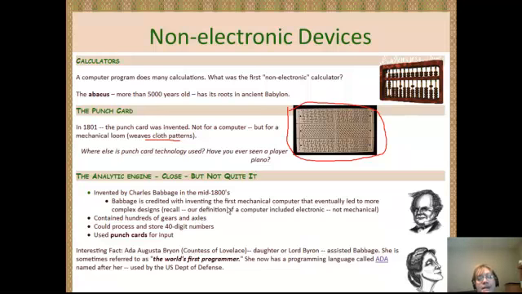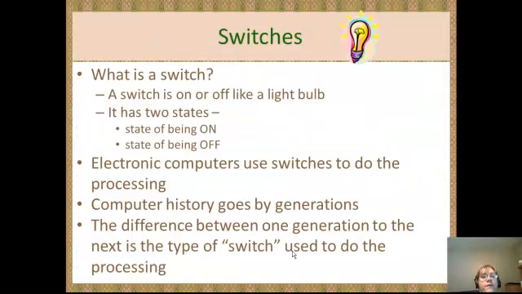Here's the problem. The first mechanical computer. It uses gears and axles. Oh, that sounds like a car. And it could process and store 40 digits. It had storage. It had processing. Like the loom, it used punch cards for input. Okay, so let's go into how storage is happening.